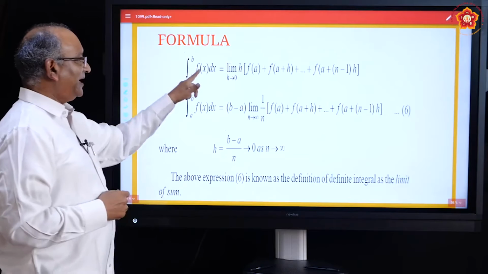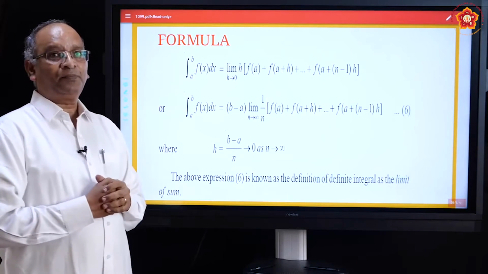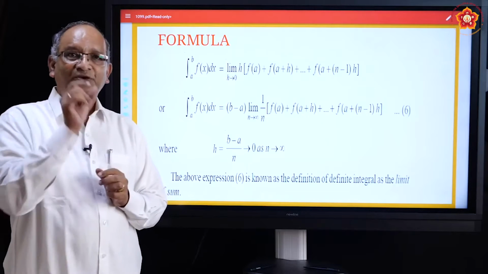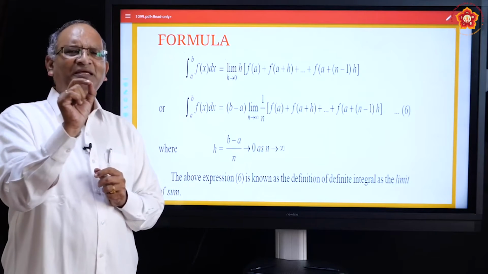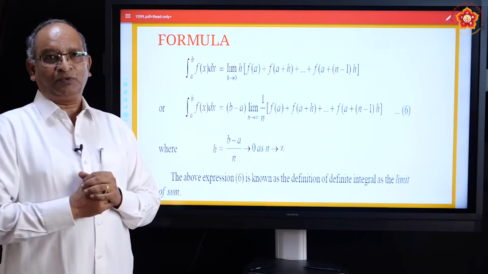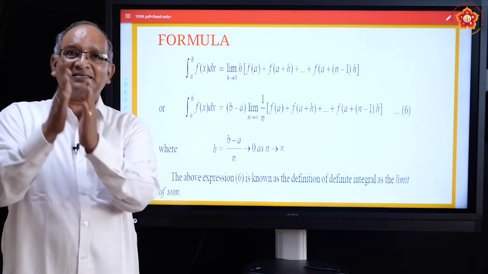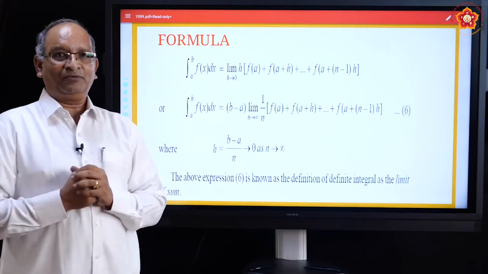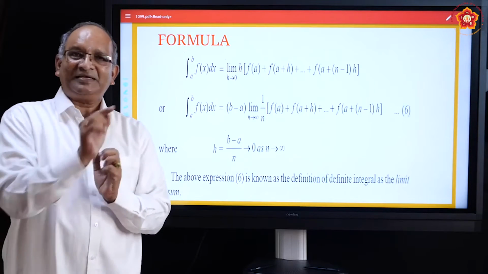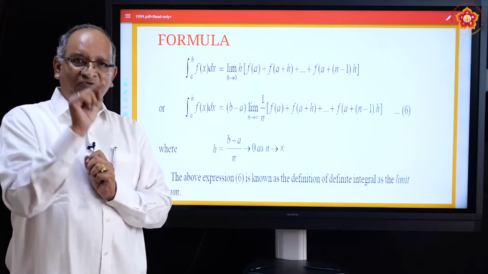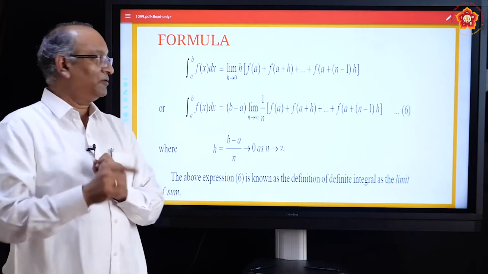Yes, the integral from a to b of f(x) dx is equal to the limit as h tends to 0. What do we mean by h tends to 0? h is the width. We are assuming that it is very close. So how do you get the total area? You keep adding the areas of each rectangle. What was the first rectangle? We started with x equal to a. That x equal to a, or the first one, you can call it x0, okay?